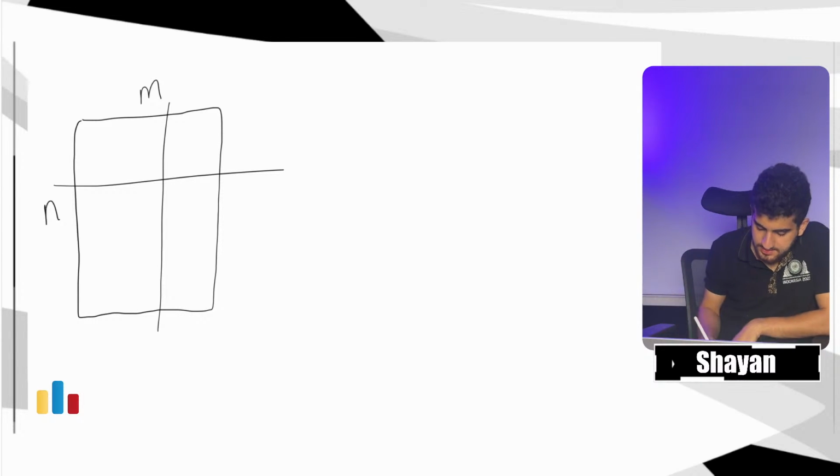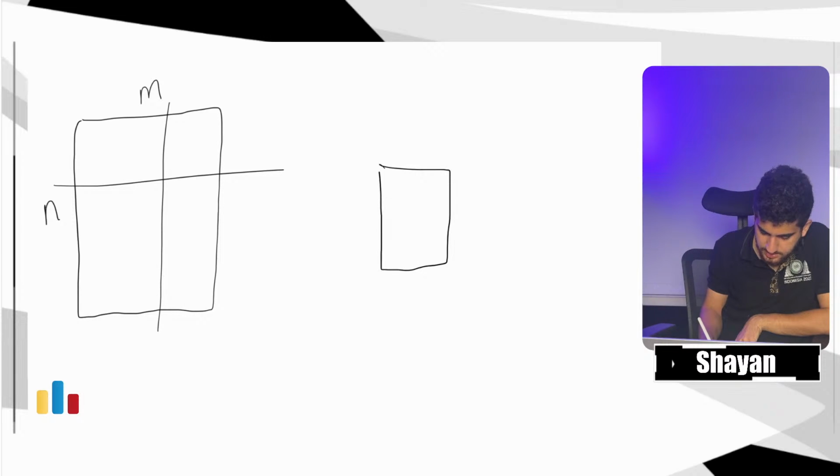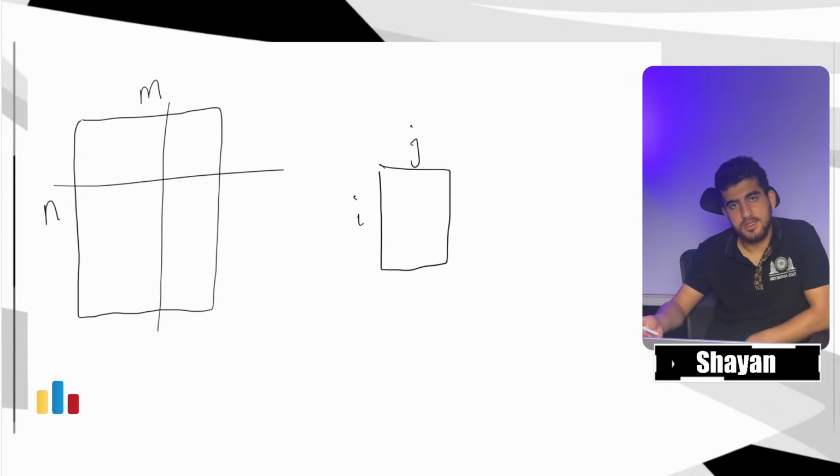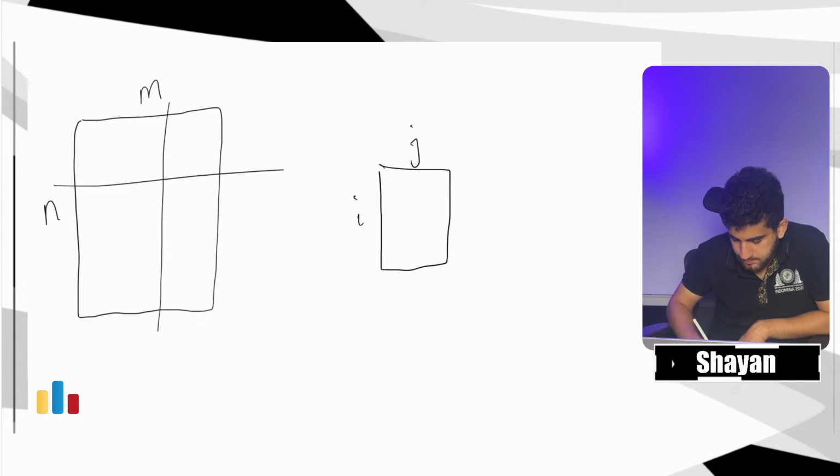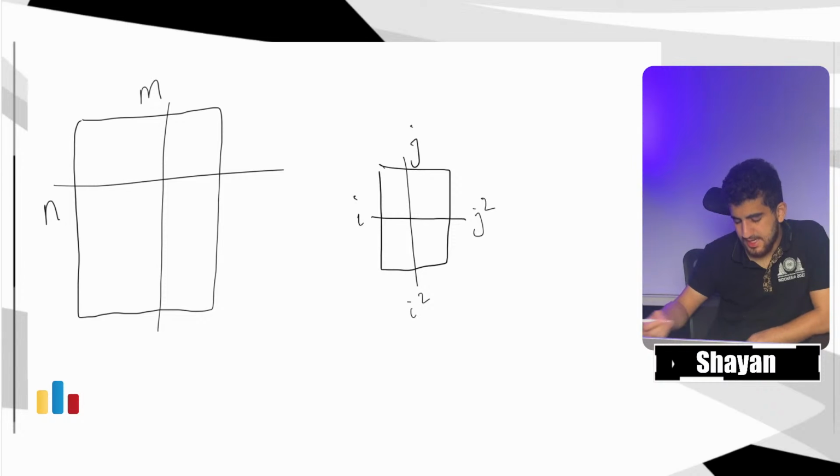And the point is that if you have a part that has size i by j, the cost of breaking this, if you break it horizontally, is going to be j squared. If you break it vertically, it's going to be i squared. So it's going to be the length of the cut squared.